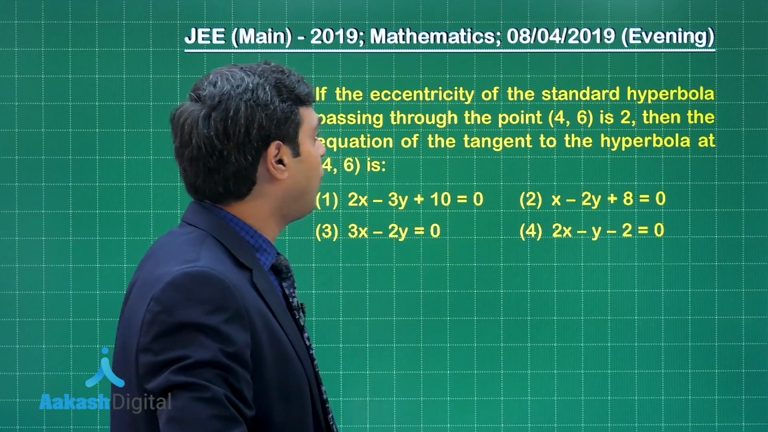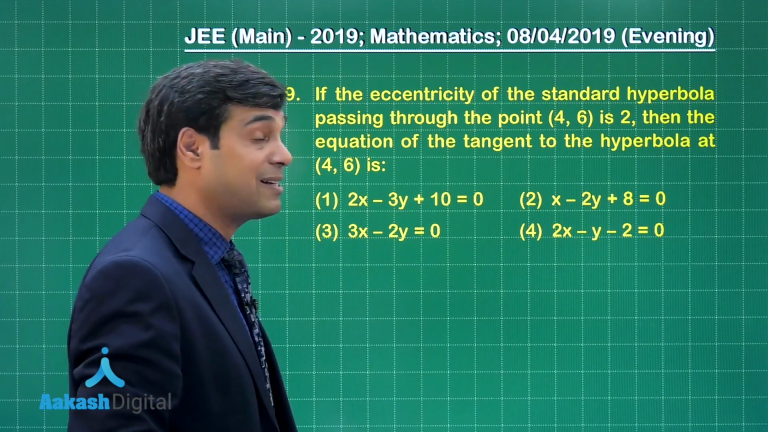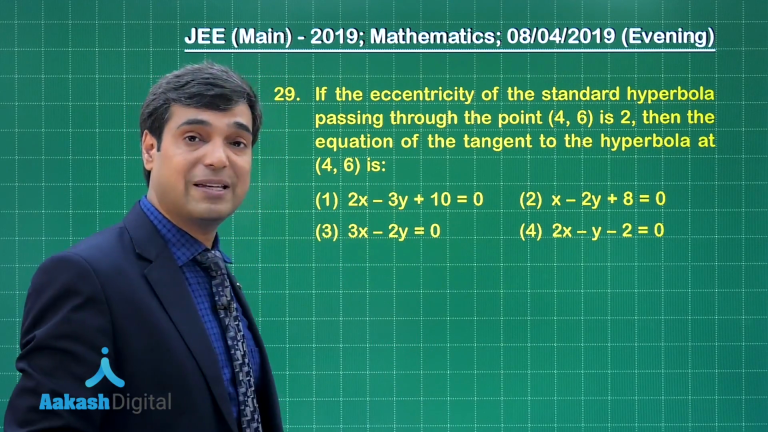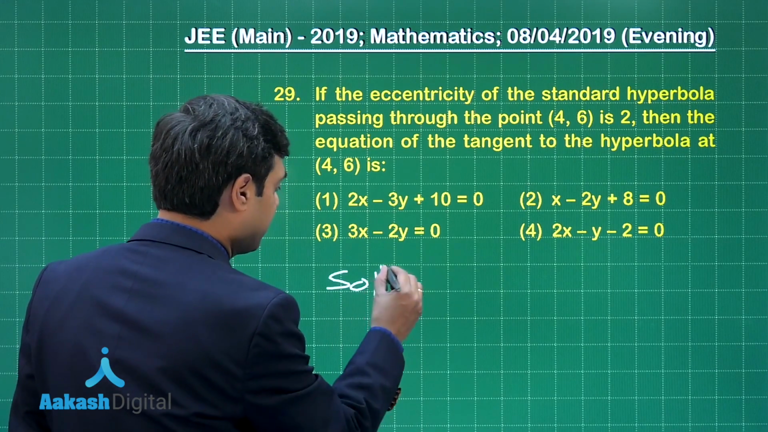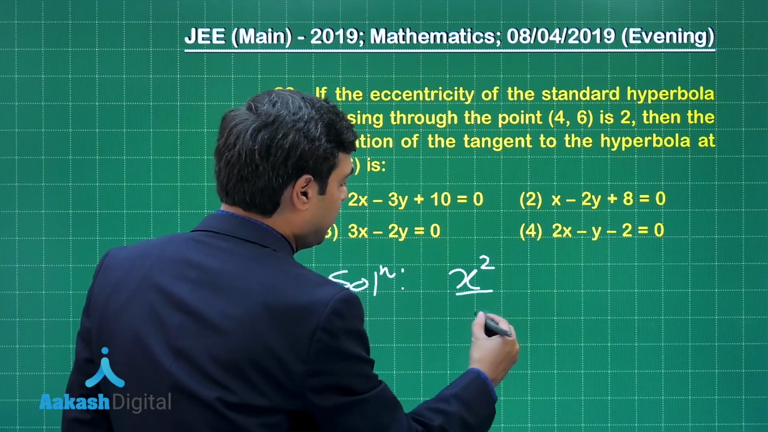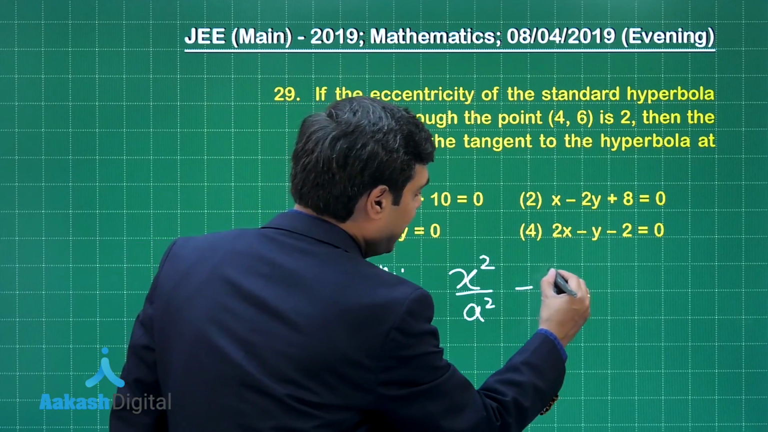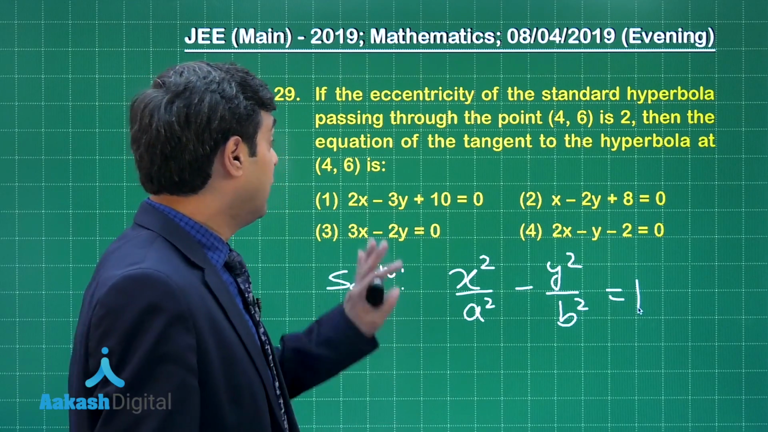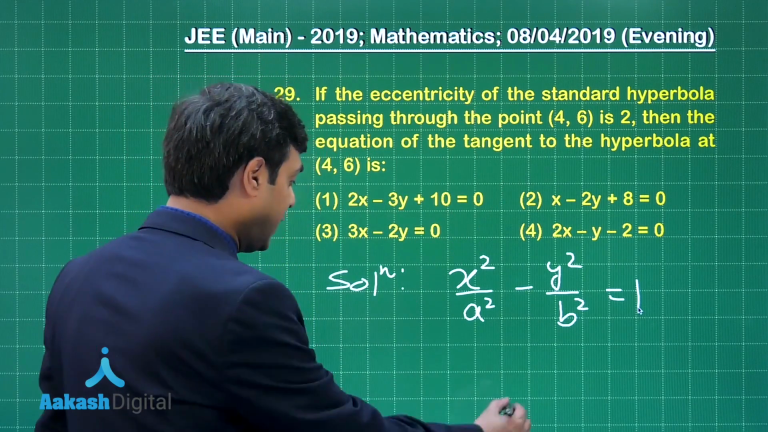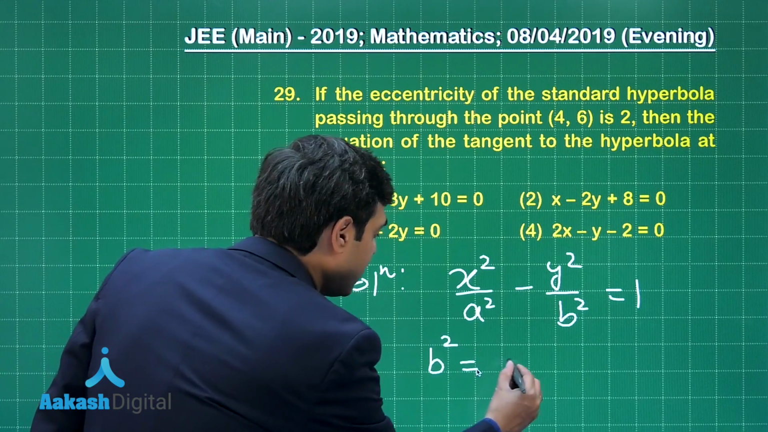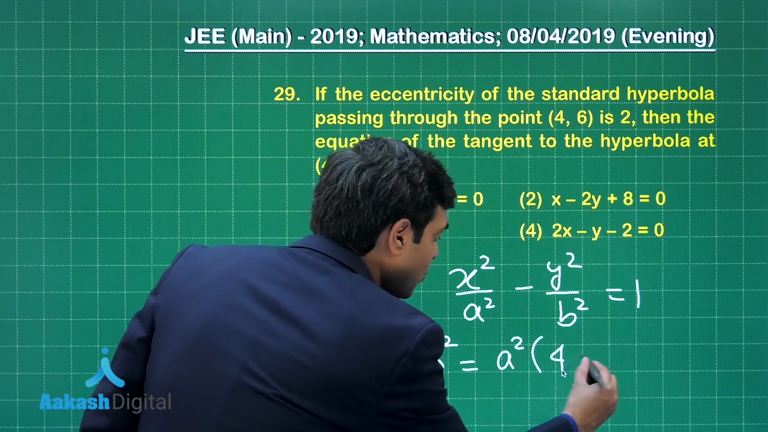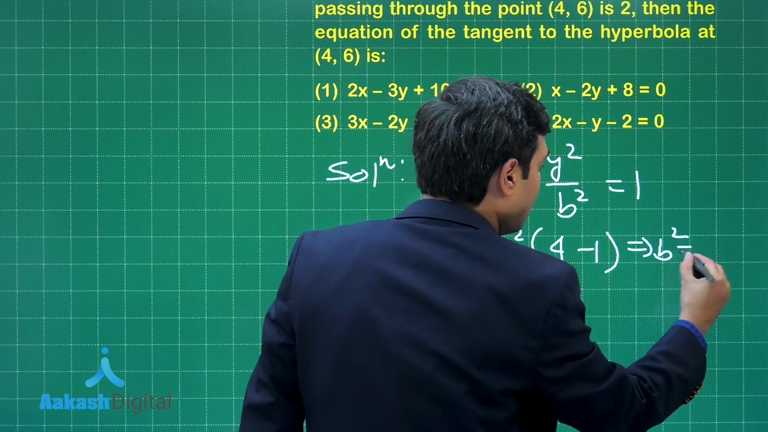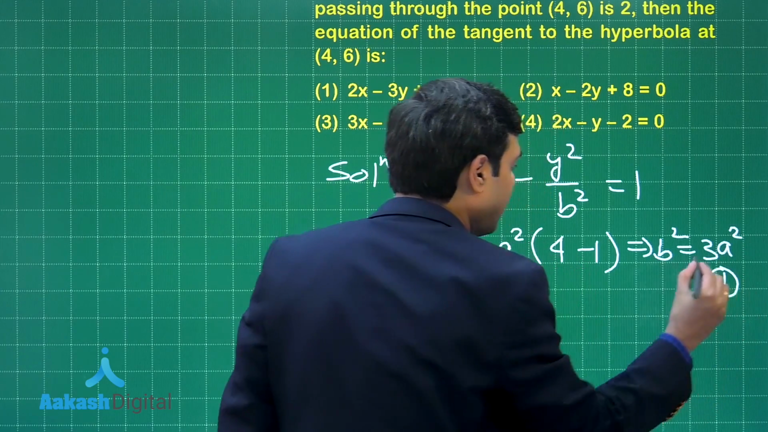Moving on to the next one, that is 29th question. If the eccentricity of the standard hyperbola passing through (4, 6) is 2, then the equation of the tangent to the hyperbola at (4, 6) is. So let's start this one. Let's say the equation of hyperbola be x square by a square minus y square by b square equals 1. Now eccentricity is 2, meaning b square equals a square into (e square minus 1). So from here we have the result b square is equal to 3a square, say equation number 1.